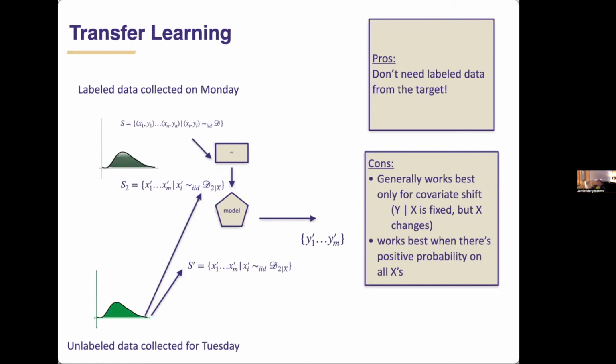In terms of cons, this generally only works well when your distribution of Y conditioned on X is fixed. But maybe your distribution over your features is changing. That's not universally true, but that's sort of the brainchild of when this works best. And it works best, again, when there's positive probability on all of your X's for both of your distributions.